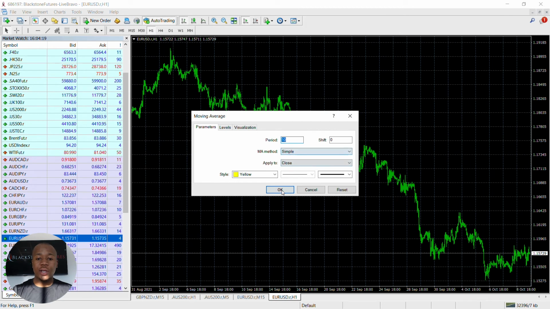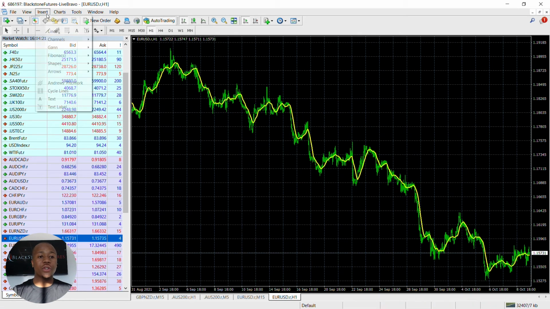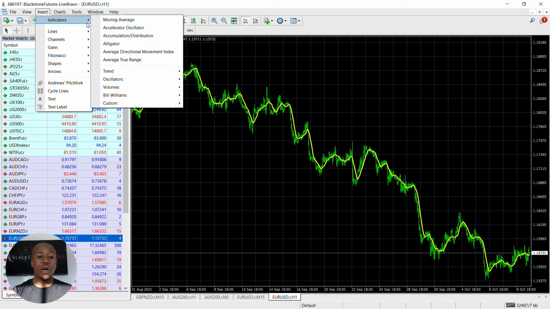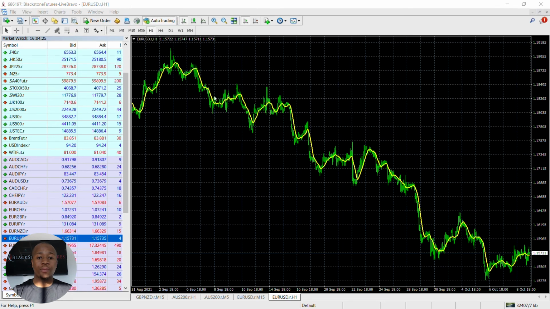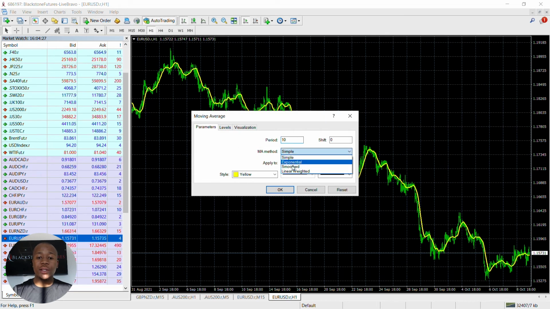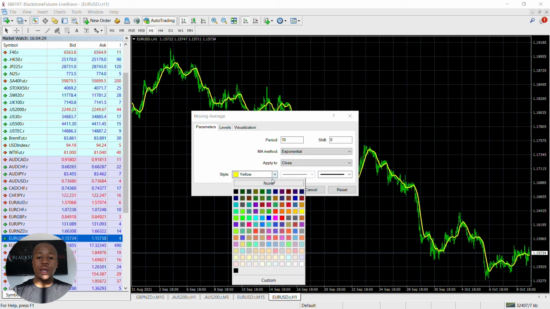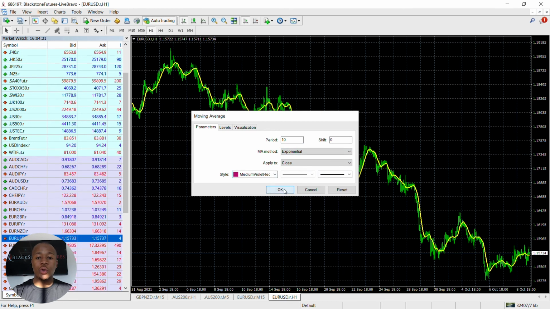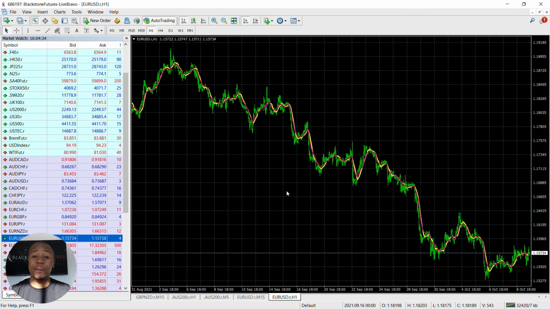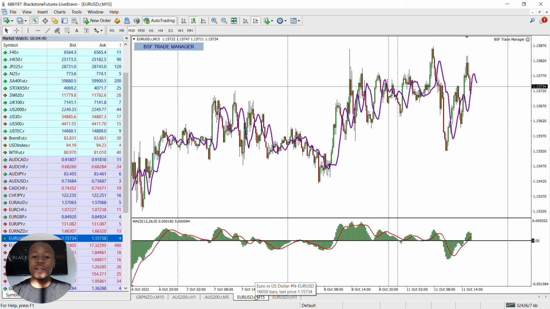So I can actually add two different moving averages on the exact same chart. And the best thing about the moving average is that we can always change them so they can be in the appearance that we like. And then at the end of the day, we can all form our own trading strategies that can look something similar to this.